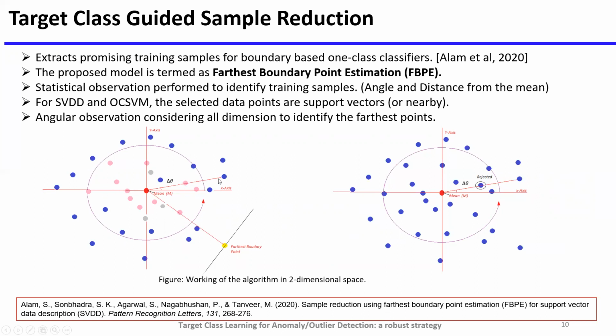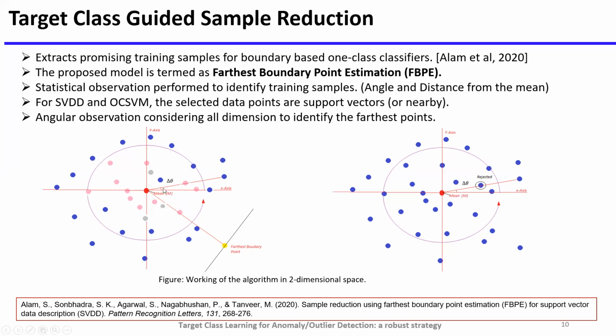All these are basically the target class samples. The objective is to eliminate the less important target class samples and choose the extreme points, or the farthest boundary points. It doesn't matter whether we are working with SVDD or one-class support vector machine, this phenomenon will work.